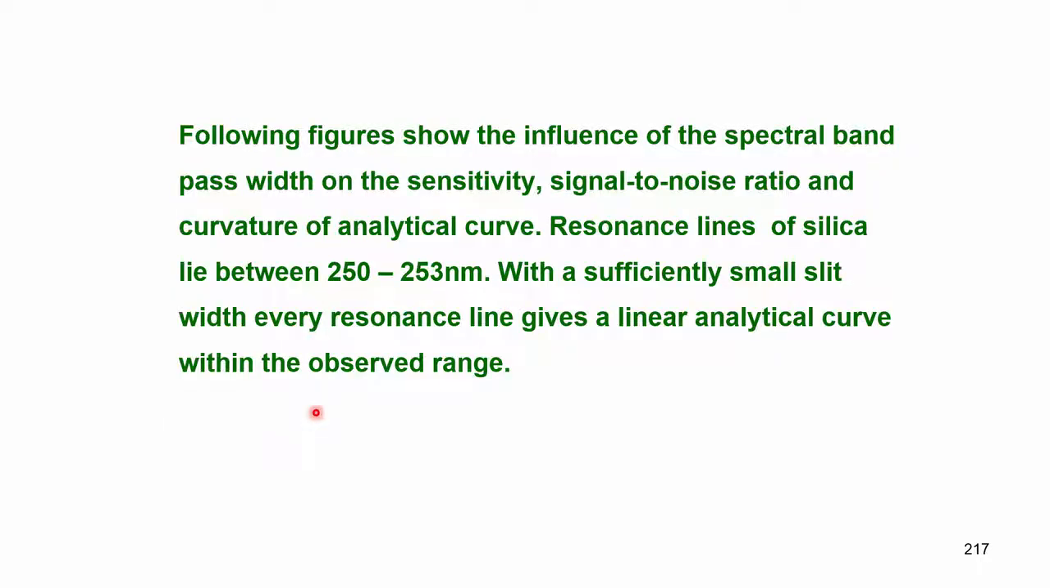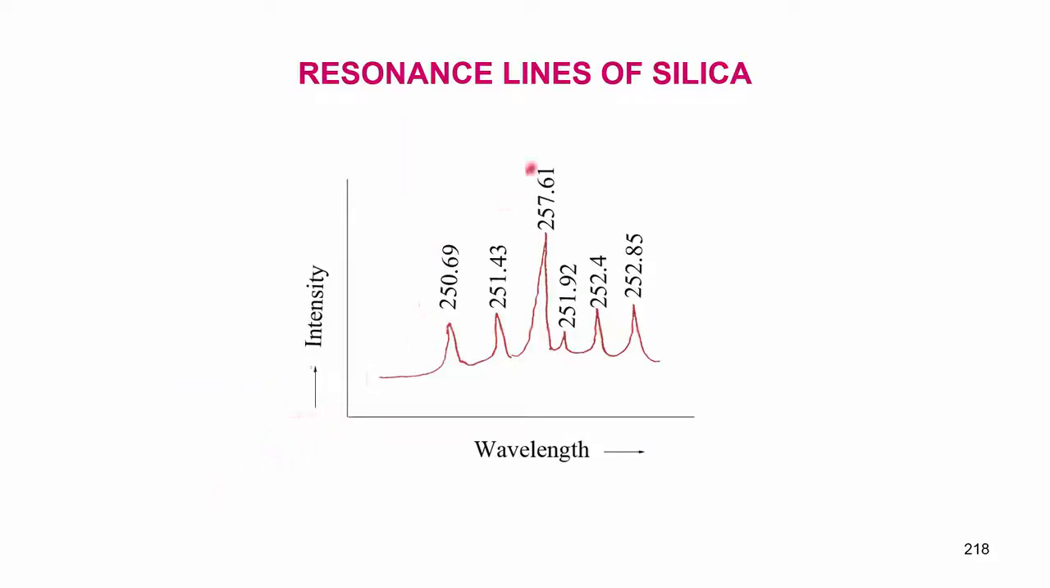So, the following figures will show you the influence of the spectral band pass width on sensitivity, signal to noise ratio and curvature of the analytical line. This I am showing you especially for the resonance lines of silica between 250 and 253 nanometers. So, a smaller slit gives a linear analytical curve within the observed range. You should really concentrate on this. These are the resonance lines of silica.